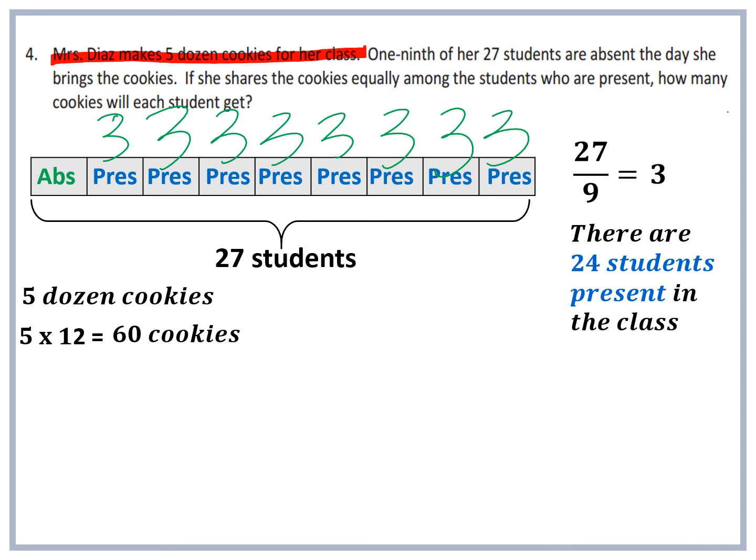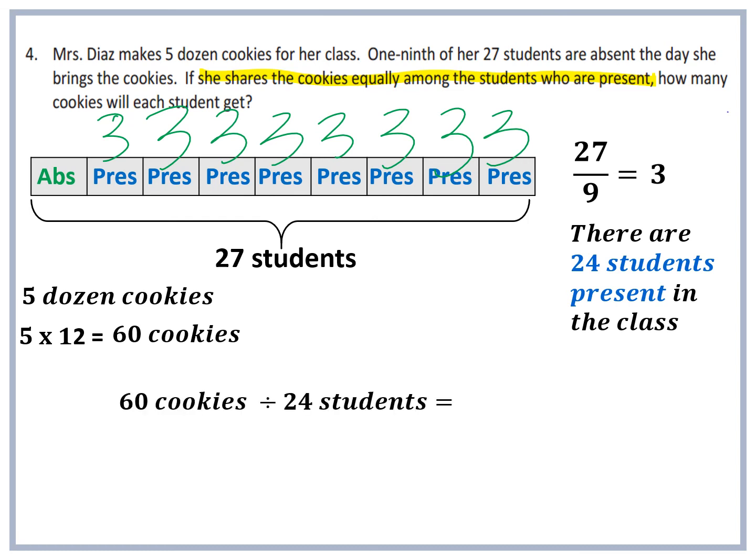Now, Mrs. Diaz has 60 total cookies to split equally among the students who are present. So 60 cookies equally shared to the 24 students would be 60 divided by 24. I want you to pause this video and solve what 60 divided by 24 is. I'd like your answer as an improper fraction first, and then as a mixed number.